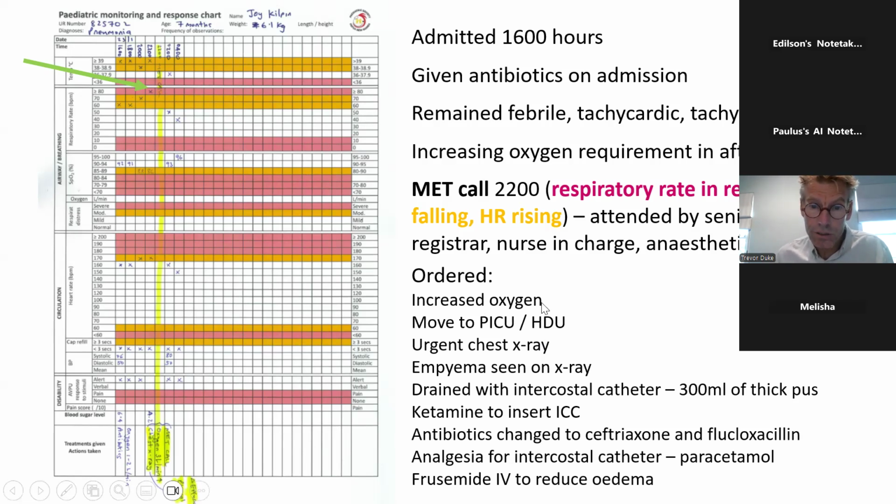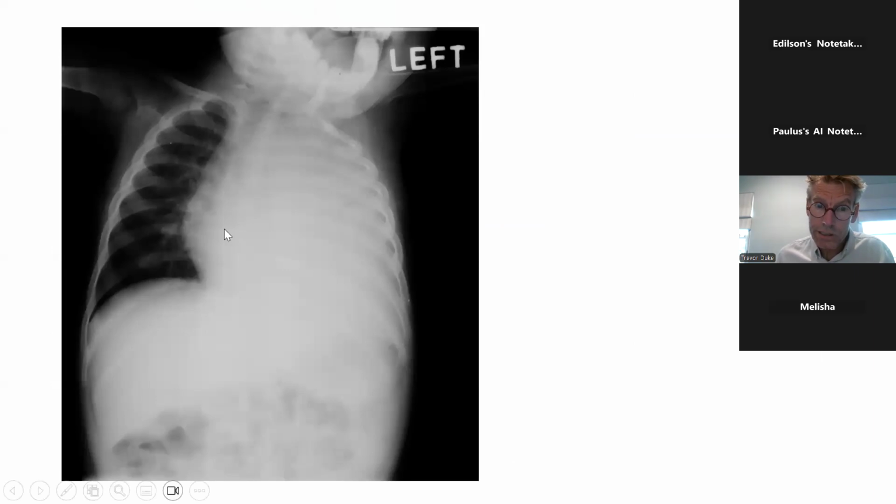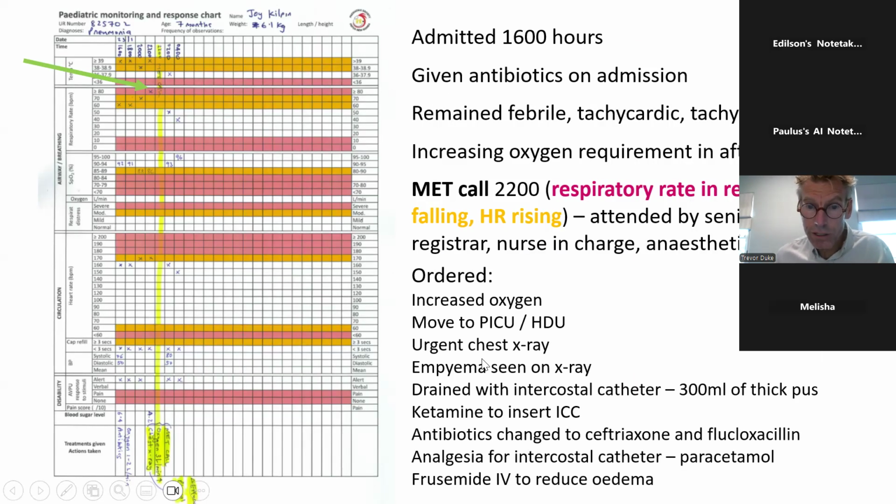Firstly, to increase the oxygen. Secondly, to move the child to the ICU, to the pediatric intensive care part of the ward, where the child could have better monitoring. They got an urgent chest X-ray, and I've just shown you that. Clearly on that X-ray, there were some concerning features, and that was that there was a whiteout of the left side of the chest. And so that was identified early, not when she deteriorated and had an arrest, but when she had the earliest phase of deterioration, when her respiratory rate went up into the red zone and her oxygen saturation started to drop despite increased oxygen.